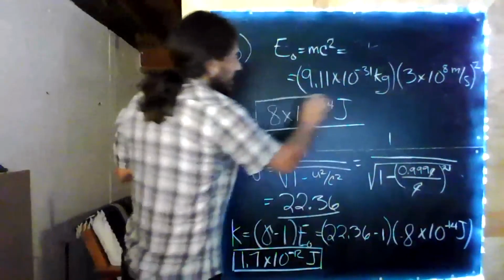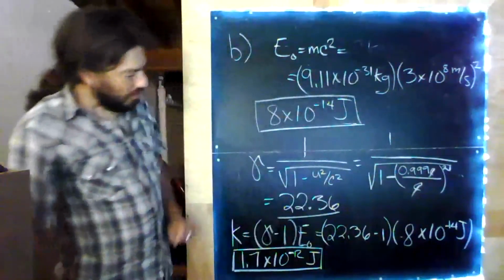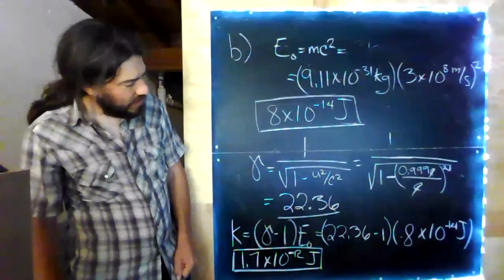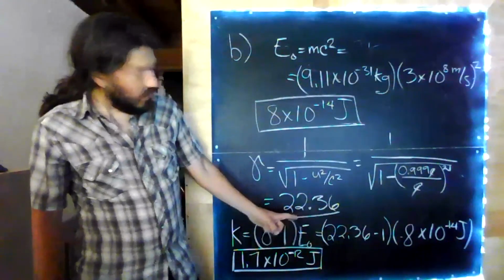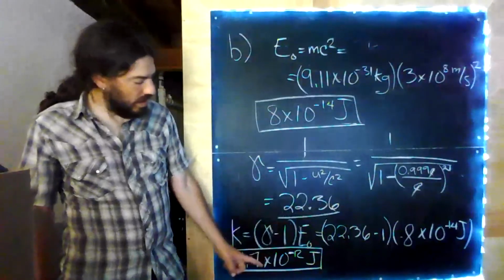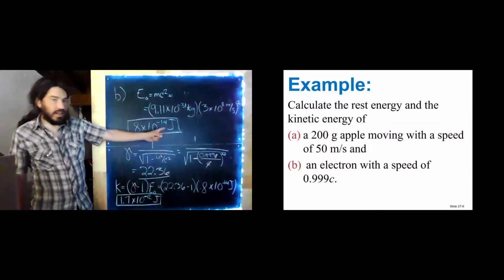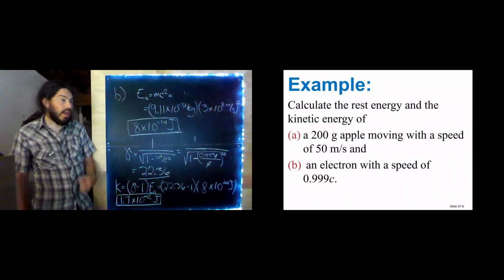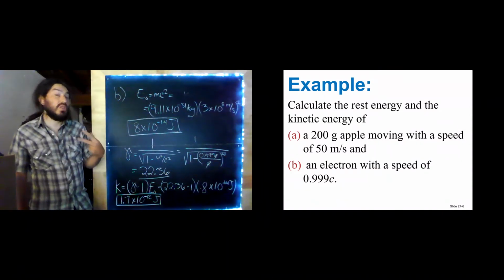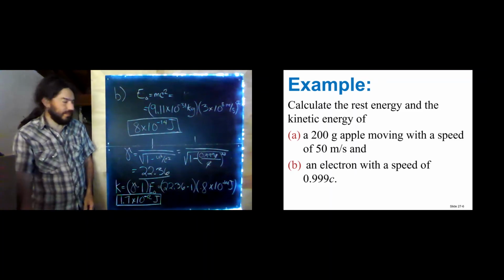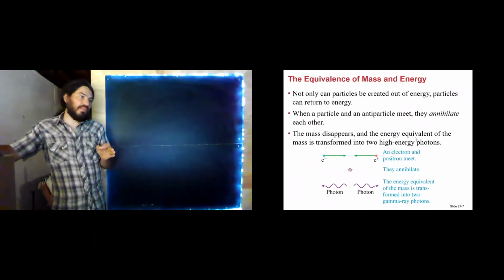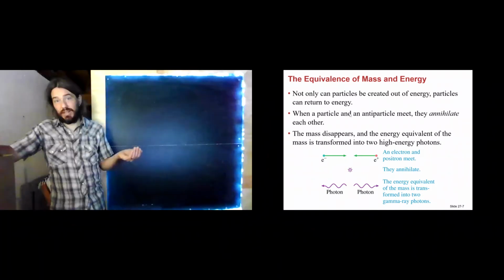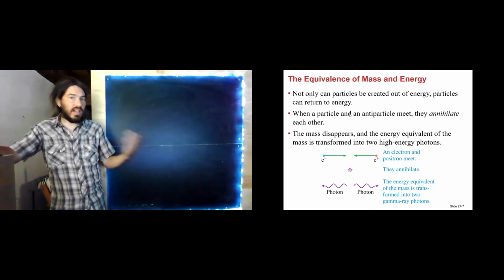So, what can we learn from this? Yes, these are small numbers. But the thing that I want to point out here is that for a relativistic particle, the kinetic energy is much greater than the rest energy. However, we found for a non-relativistic particle, the kinetic energy tends to be much smaller than the rest energy. So not only can particles be created out of energy, particles can return to energy. In other words, this E equals mc squared, it's not a one-way door.